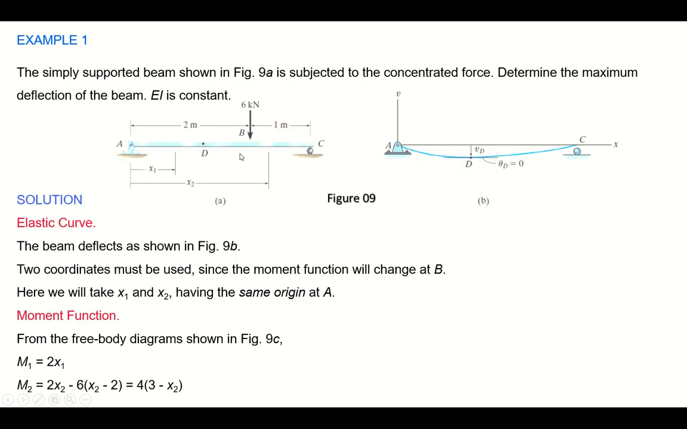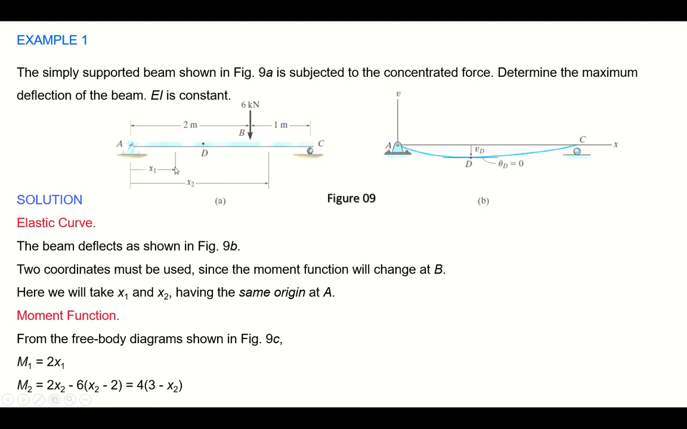Let me take you to example 1. The example says that the simply supported beam shown in figure 9a, this is your figure 9a, is subjected to a concentrated force of 6 kilonewton at a distance of 2 meter from the support A. Determine the maximum deflection of the beam. EI is constant, your flexural rigidity is constant.